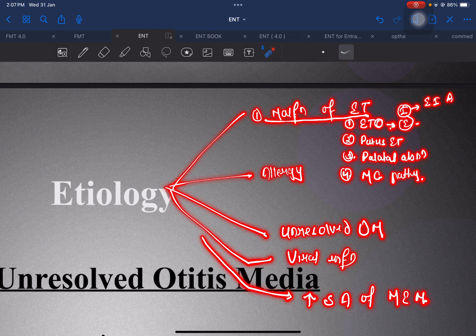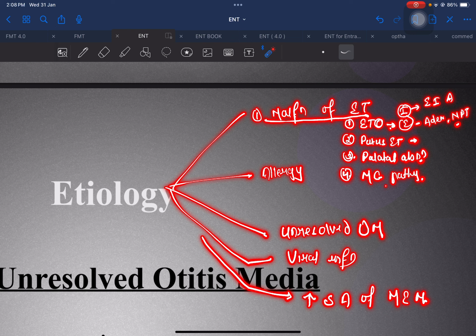Talking about extrinsic factors, it can be because of adenoids, nasopharyngeal tumors. And talking about patulous eustachian tube, the eustachian tube is patulous. There is also malfunction of the eustachian tube because of reflux of secretions. Similarly, palatal abnormality, I've already mentioned cleft palate, palatal palsy.